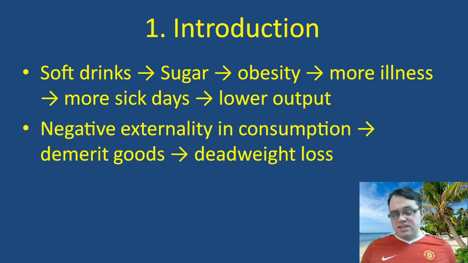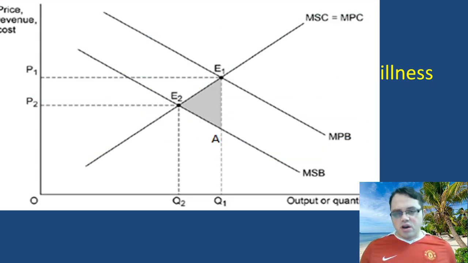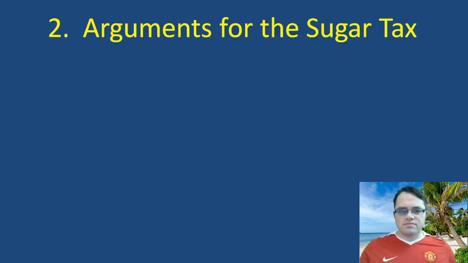And as I said, it's a negative externality in consumption, so it's a demerit good, you could say, soft drinks, and so causes deadweight loss. So there we've got our nice classic diagram. We've got our deadweight loss area of E1, E2, A, and what we're going to want to be doing with the tax is to get the consumption level from Q1 to Q2 to get rid of the deadweight loss.